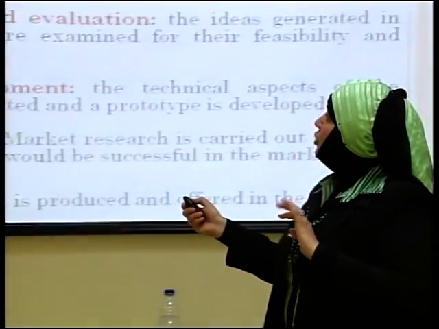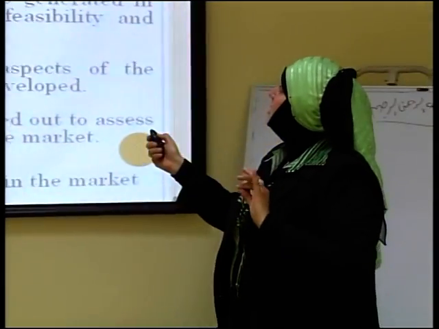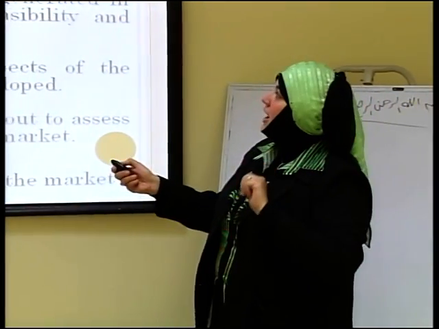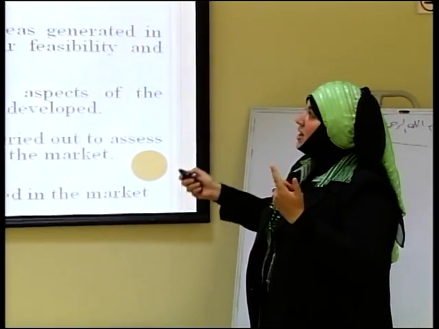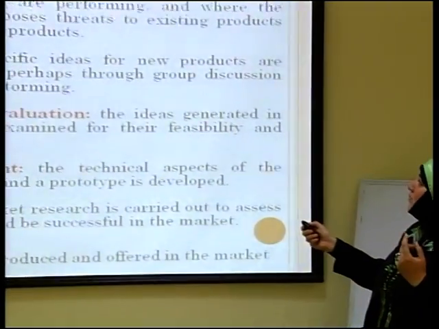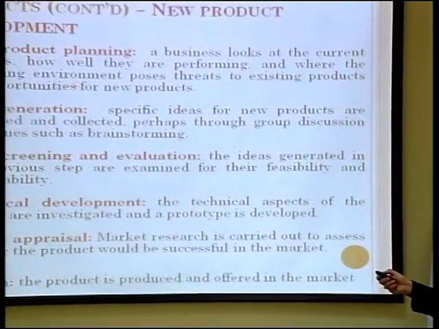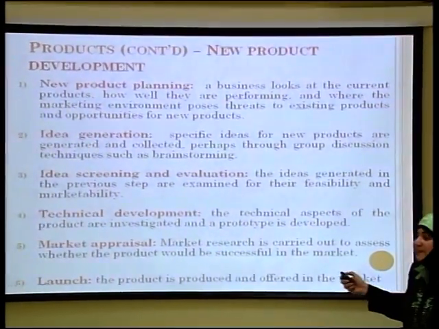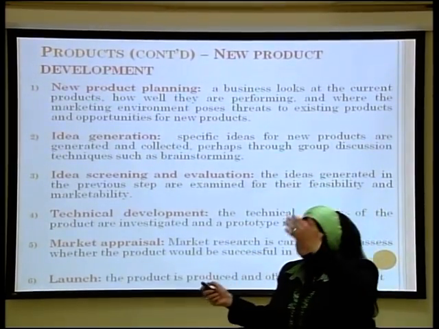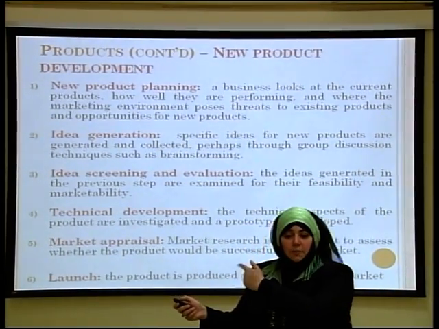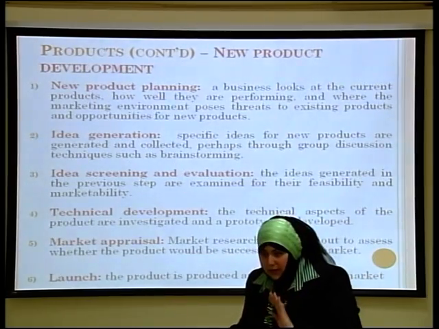So new product planning: a business looks at the current products, how well they are performing, and where the marketing environment poses threats to existing products and opportunities for new products. What are the threats? What are the opportunities for new products? This is what we mean by product planning, okay?